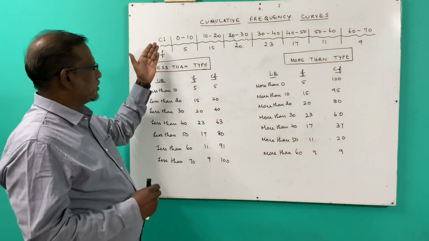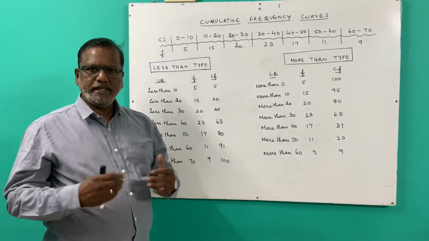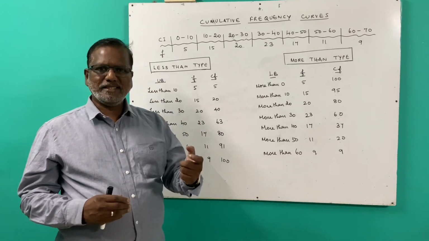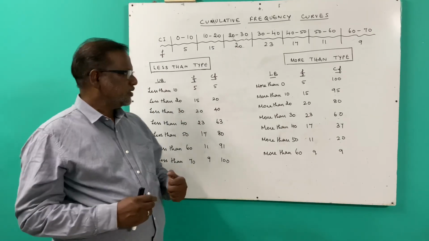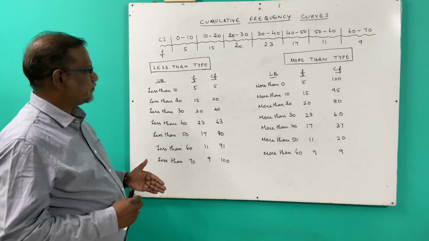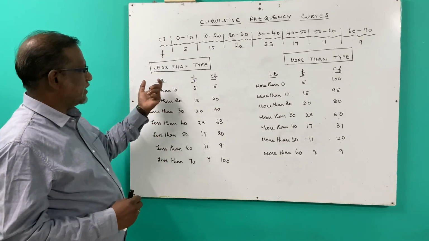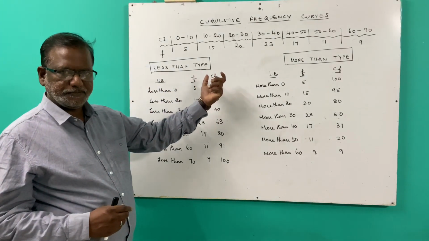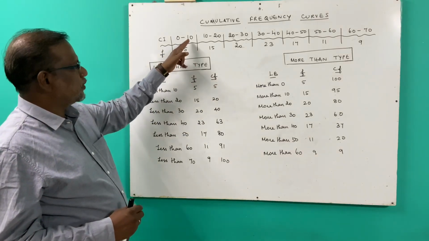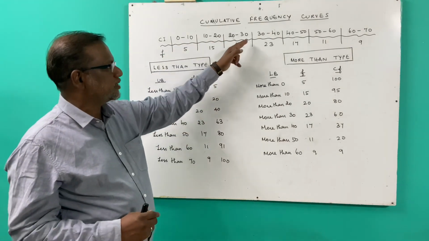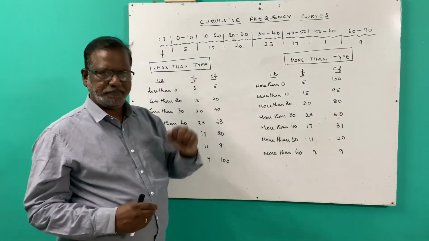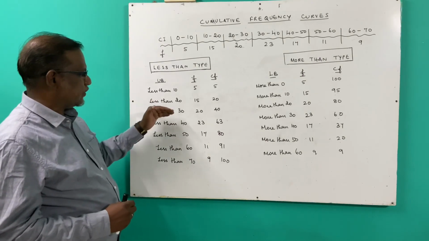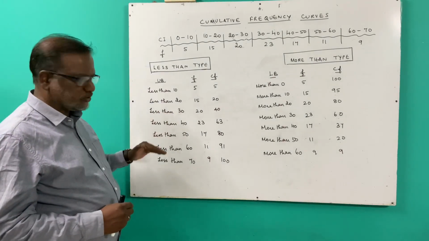Now the sums, class interval and the frequency is given. In case they ask you to draw the less than type of the frequency curve, first we will prepare this table. For the less than type, we should write the upper boundary, the frequency and the cumulative frequency. The upper boundaries are 10, 20, 30, 40, 50, 60 and 70. Since it is a less than type, we write less than 10, less than 20, less than 30, less than 40 and so on.